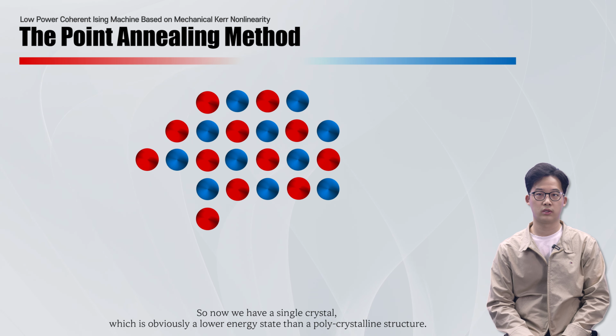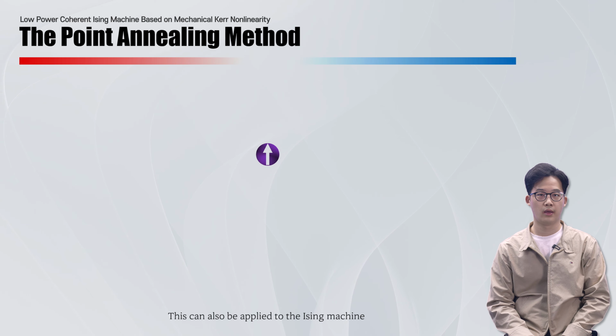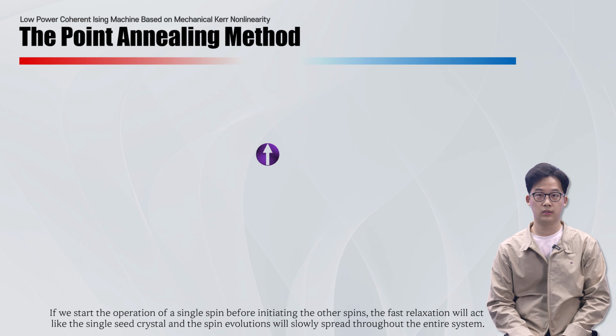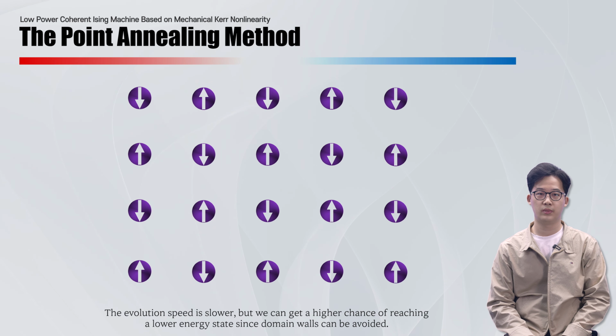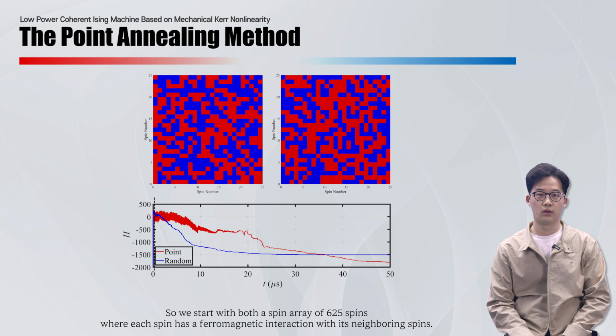So now we have a single crystal, which is obviously a lower energy state than a polycrystalline structure. This can also be applied to the Ising machine. If we start the operation of a single spin before initiating the other spins, the fast relaxation will act like the single seed crystal, and the spin evolutions will slowly spread throughout the entire system. The evolution speed is slower, but we can get a higher chance of reaching a lower energy state since domain walls can be avoided.